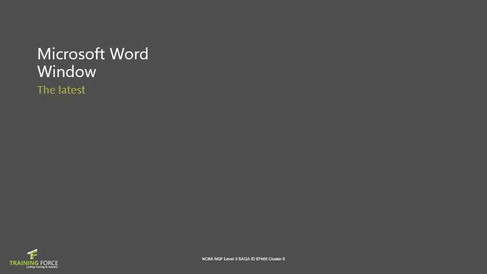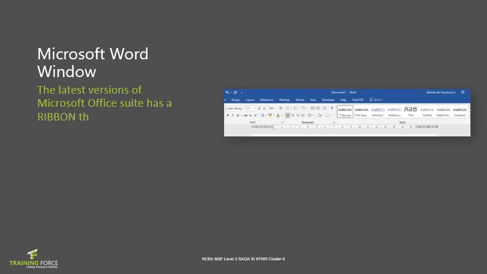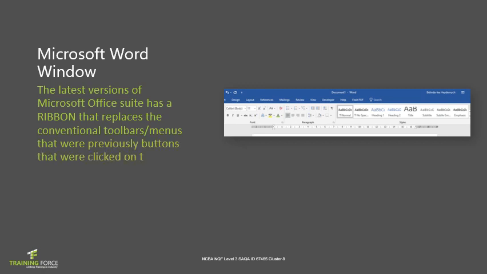The latest versions of Microsoft Office Suite have a ribbon that replaces the conventional toolbars or menus that were previously buttons that were clicked on to access a list of commands. The ribbon is divided into groups of commands that are related to each other. Let's take a look at the ribbon.